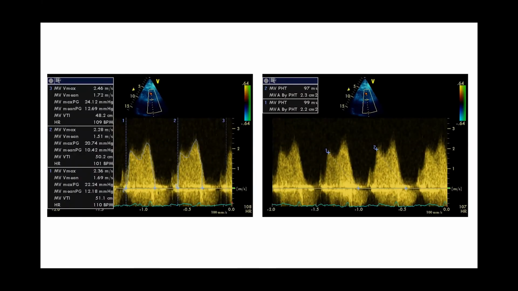Now looking at Doppler. So on my left, I've got mean gradients in the range of 10 through to 12.6, noting that she's tachycardic throughout all of it. But the traces appear to be of reasonable quality. And now looking on my right, the pressure half time is relatively short. Off the pressure half time, it would fit into a mild mitral stenosis category. Off the mean gradients on the left, it would fit into a severe category. So there's a discrepancy.